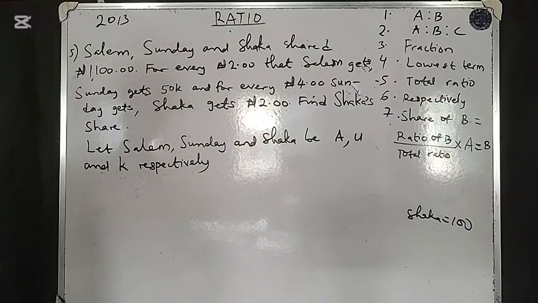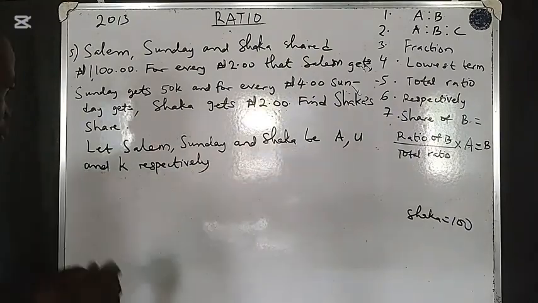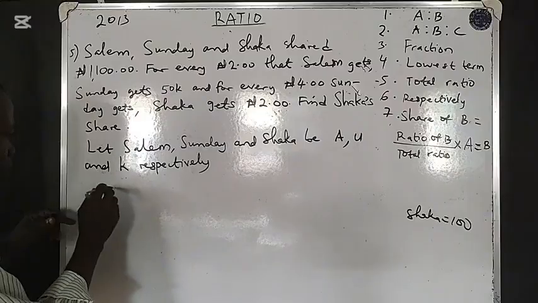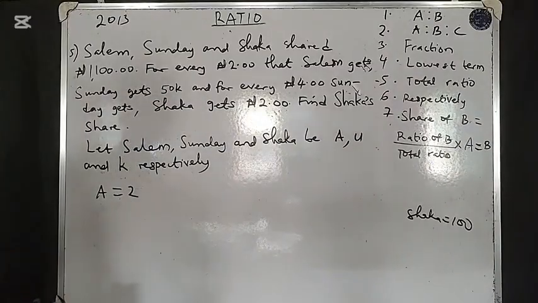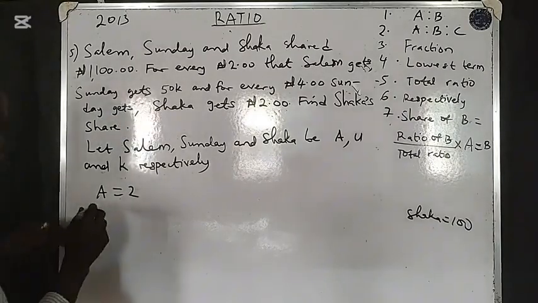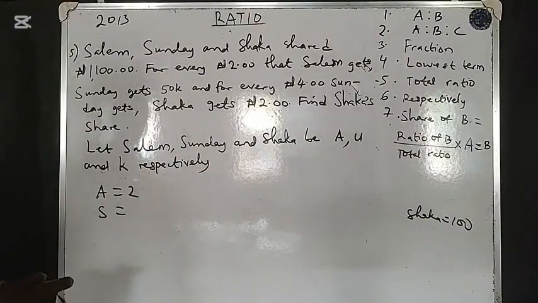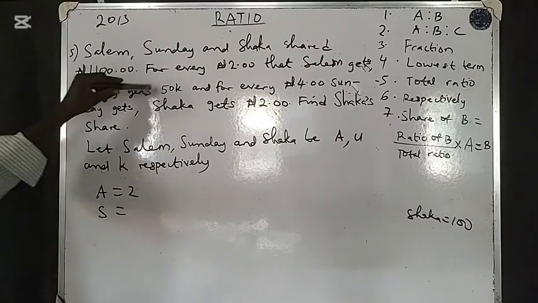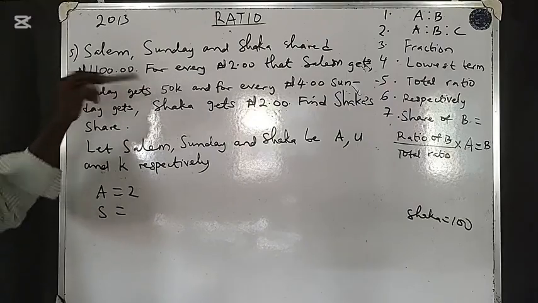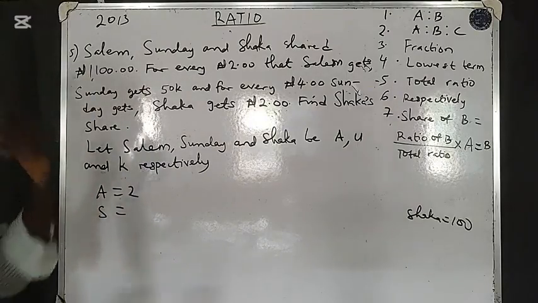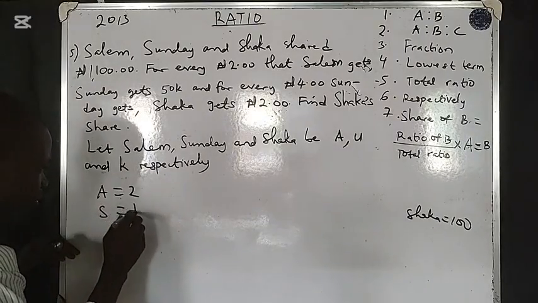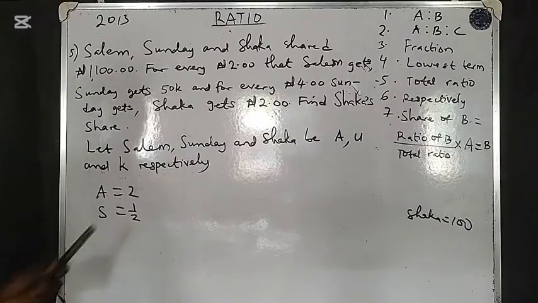So we now say for every 2 naira Salem gets, so we write Salem equals 2, right? What will Sunday get? Sunday will get 50 kobo, right? How many 50 kobo will you see inside 1 naira? 2, right? That means this is half in naira.